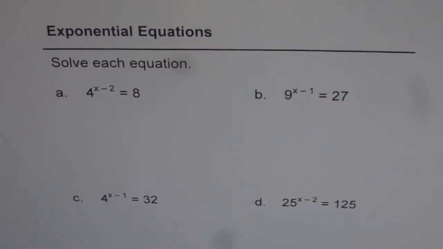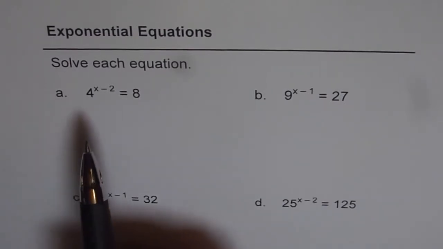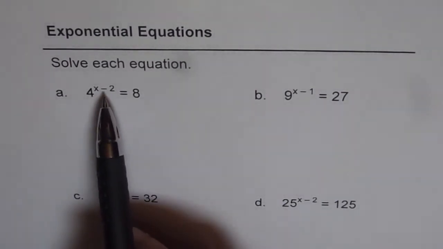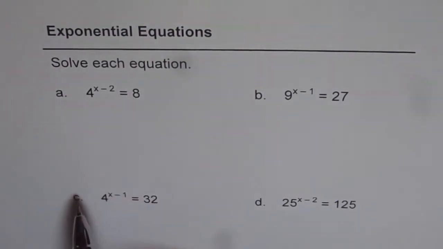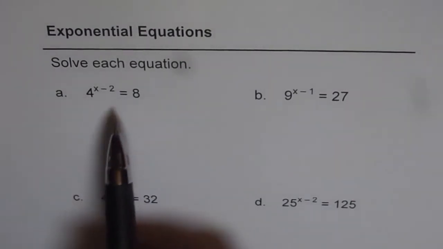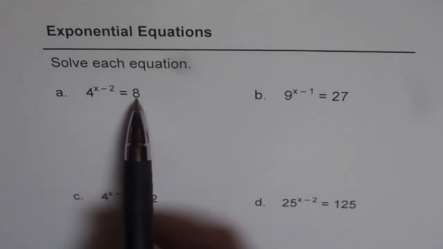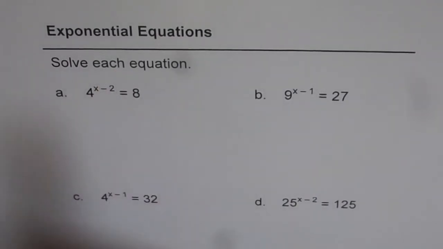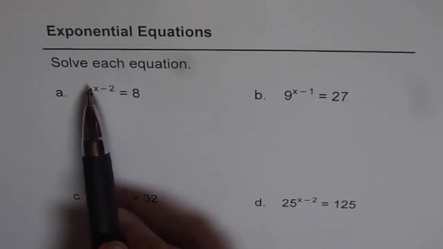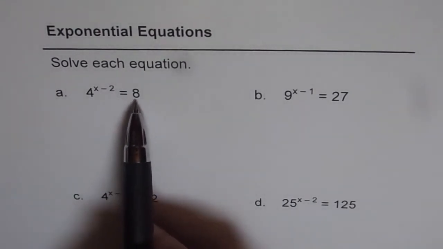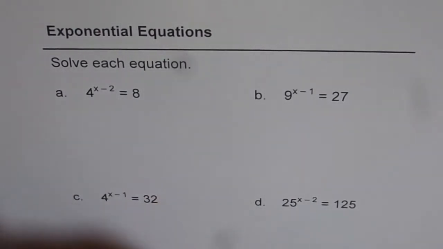It looks similar. Well, the very first question is 4 to the power of x minus 2 equals 8. And what are we supposed to do now? To solve this equation, we need to write both sides with the same base. Once we can write them with the same base, we can equate the exponents and find the value of x. Now, 4 to the power of x minus 2 equals 8. Can you write 8 as 4 to the power of something?